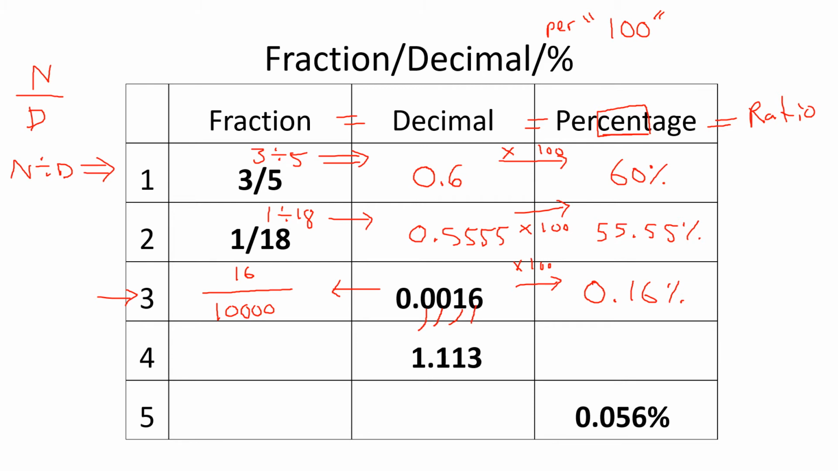All right, do 16 divided by 10,000. In this class, you don't have to reduce to lowest terms. So just leave it as is. So does it equal? Yes. Okay. So that's the easiest way to go from decimal to fraction. In other classes, you might have to reduce. This one, not so much.